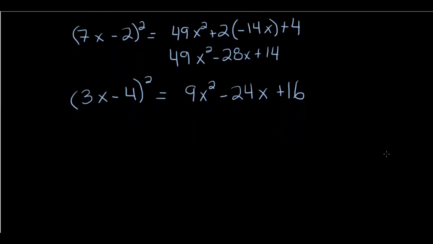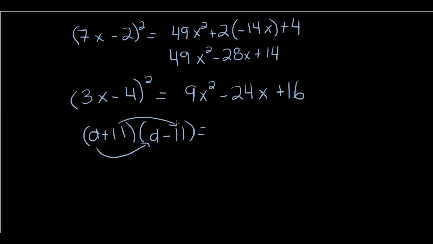There is another special case that we're going to review today, and that is difference of two squares. And the difference of two squares happens when you have the sum and the difference of the same two terms. So let's say that I have d plus 11 times d minus 11. And this is extremely easy. You just multiply the first terms and the last terms. So this one is going to be d times d is d squared. 11 times negative 11 is going to be negative 121. Just like that. And we're done.